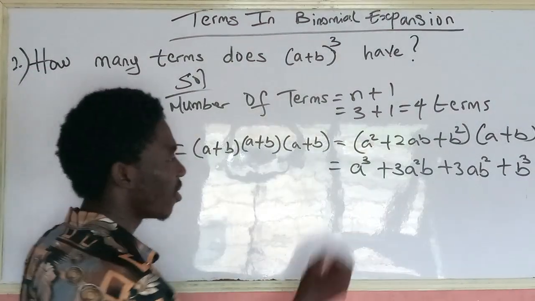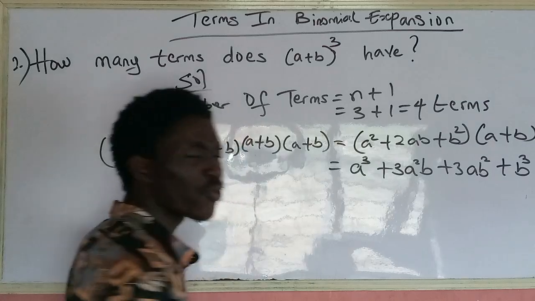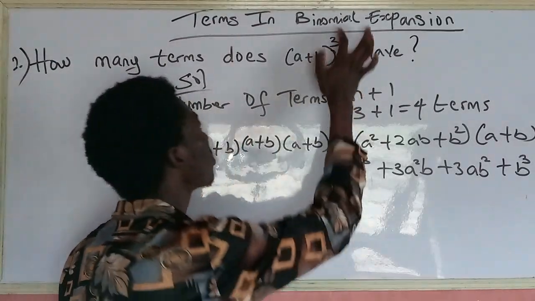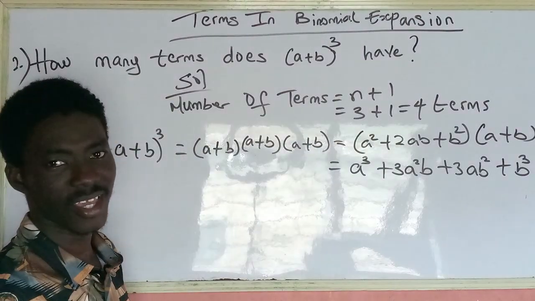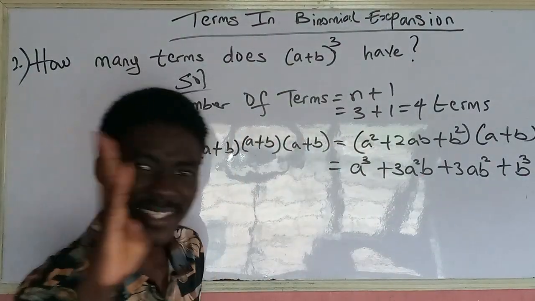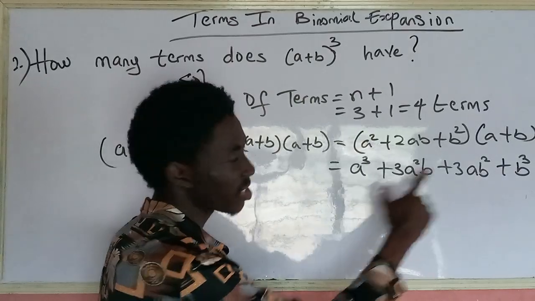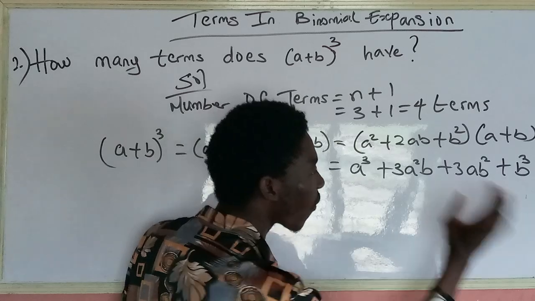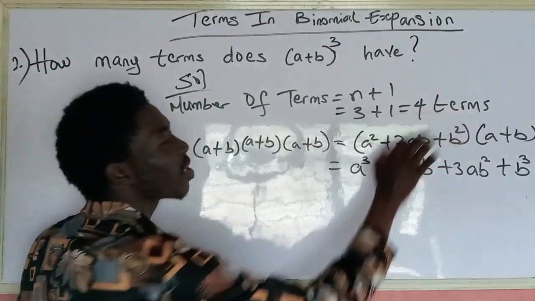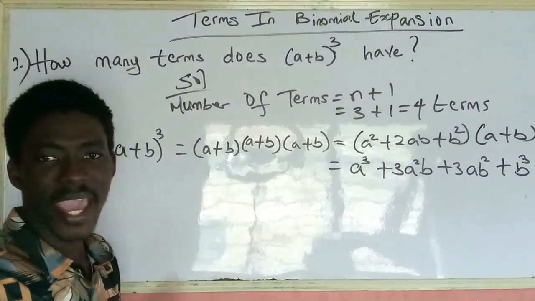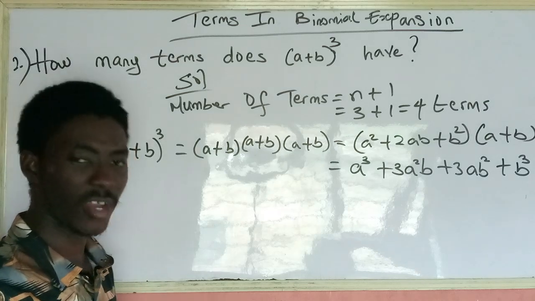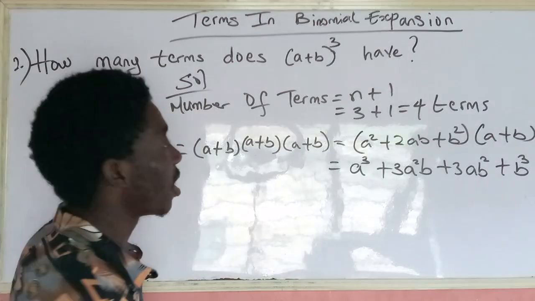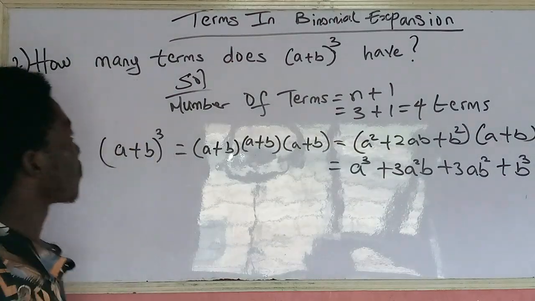How many terms? 1, 2, 3, 4. You have 4 different terms in the expansion of what? Of (a plus b) raised to power 3. So you can see 1, 2, 3, 4, 4 terms. Not the value of this, not the value of this, also different terms. 1, 2, 3, 4. You can see it also was equal to this. So anytime you are being asked the number of terms of an expansion, without expanding it, you can get the number of terms by just adding 1 to the power, and that makes 4 terms.